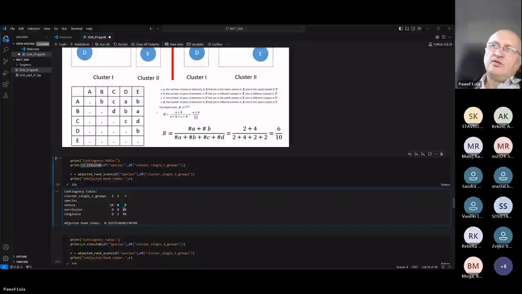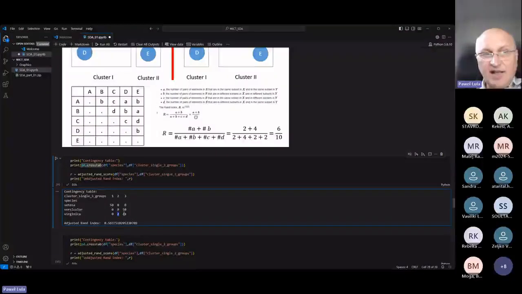Versicolor, all objects were assigned to the third group. So also we can say that it is correct. But the problem is here with virginica. Objects belonging to this cluster were assigned to the same cluster in which we have versicolor flowers. Only two objects were assigned to this second cluster. So we see that it is not proper classification.